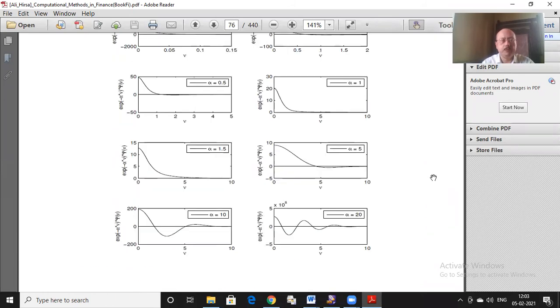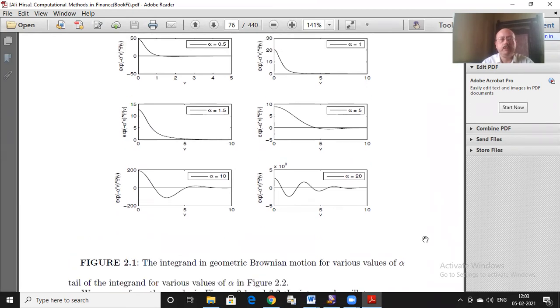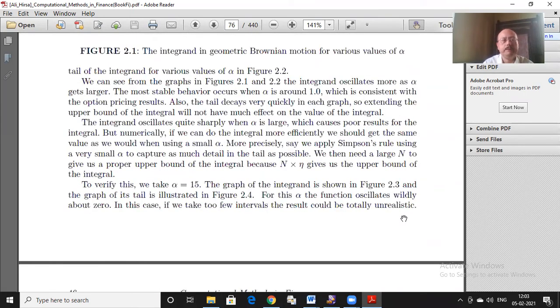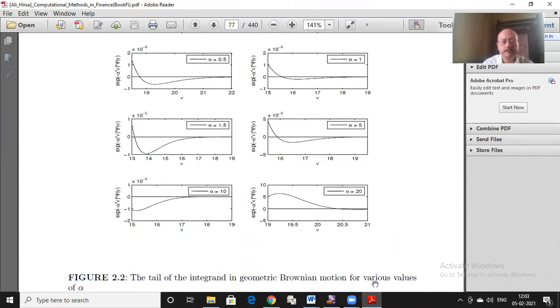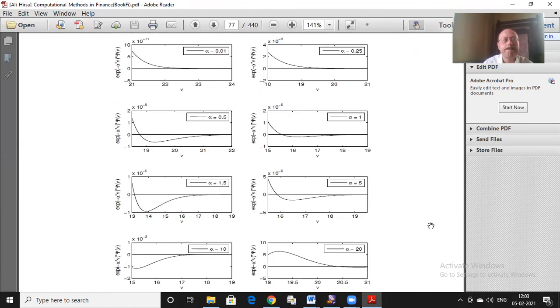So this is figure 2.1 for geometric Brownian motion for various values of alpha. We are looking at convergence. And the next figure is the tail of the integrand for various values. So this is the tail, and this is the whole integrand. And it is looking at how fast it is converging.